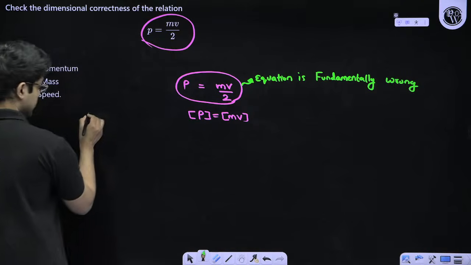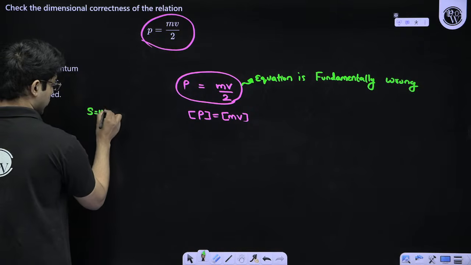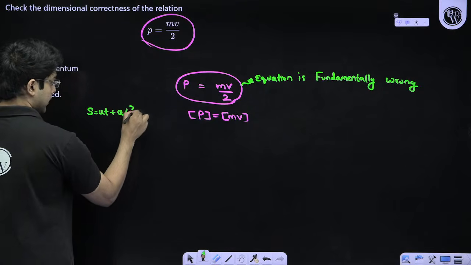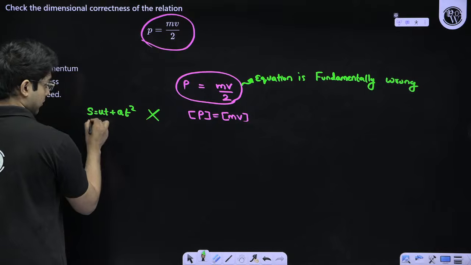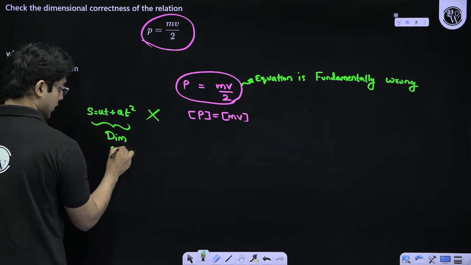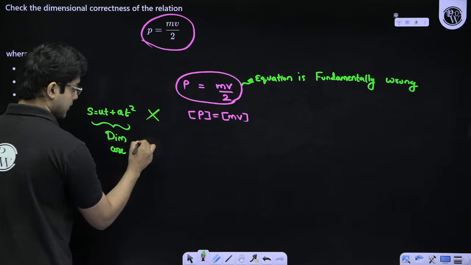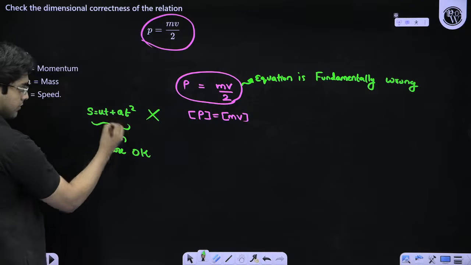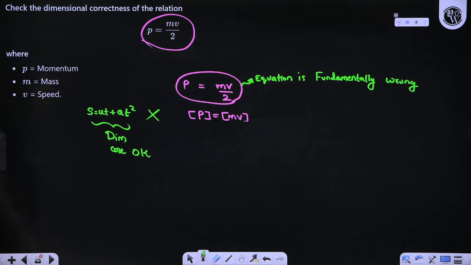So that is the idea. Like in s equal to ut plus half at square, instead of that half at square, you wrote at square. This equation is wrong, but dimensions are fine, right? Dimensions are okay here, but the equation is wrong. The correct equation is with a half here. So that's the thing.